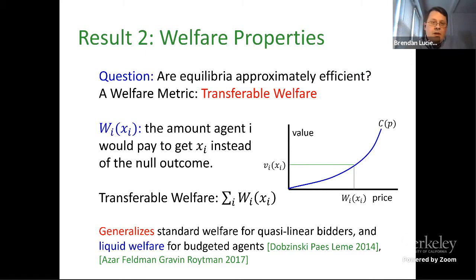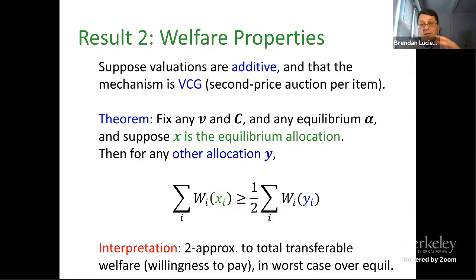Good. And so under that notion of welfare, we get this price of anarchy result. At any equilibrium of this form for these mechanisms, we get half of the optimal transferable welfare. And I want to clarify, this is specifically for this additive case.